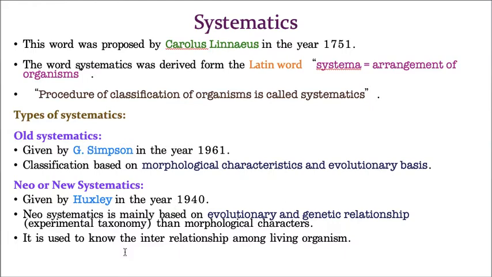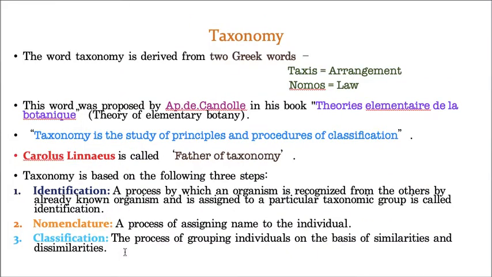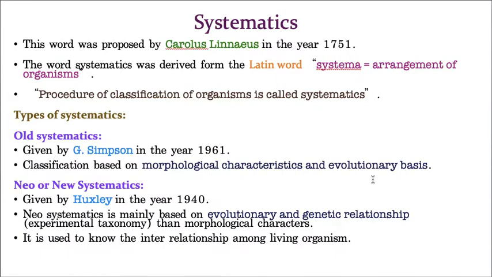Systematics, this word was proposed by Carolus Linnaeus. Hope you remember, just 5 minutes back I explained who Carolus Linnaeus is. You can read it here. He is the father of taxonomy. Carolus Linnaeus also proposed this word systematics.